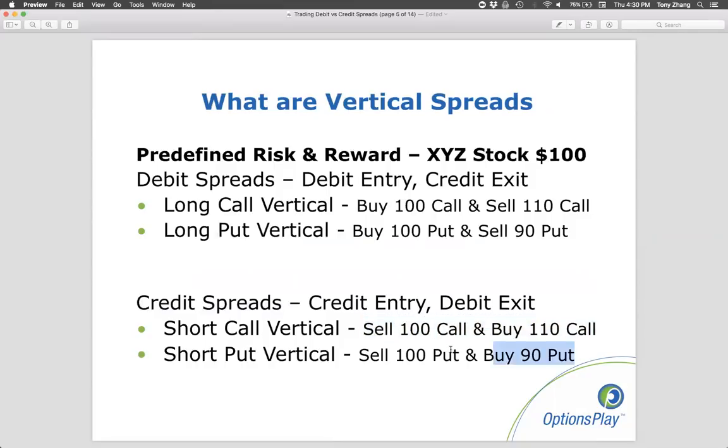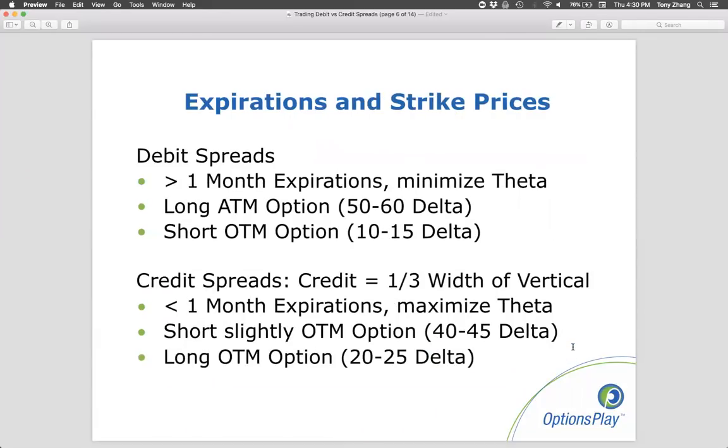Same thing on the put credit spread. If we're selling the $100 put and buying the $90 put, that spread has a $10 width. So we want to collect roughly about a third of that width. So if you have a $10 strike width, you want to collect about $3.33. So that's really the rule of thumb that you can use that allows you to fiddle around with the different strikes and get to roughly a third of the width.